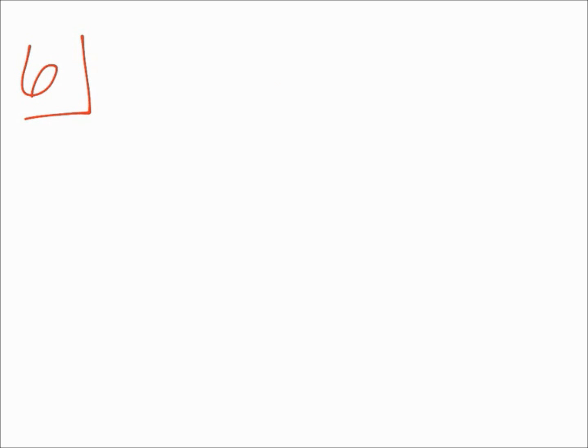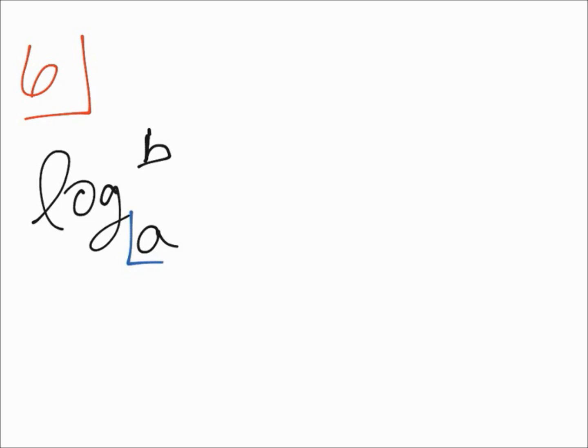This property or rule just states that you can separate a logarithm. So let me show you. If you have the logarithm of, let's say, base a of b, so that means that the subscript is a and the subscript is x. A could be 10 or whatever. You can separate that logarithm into two different logarithms.